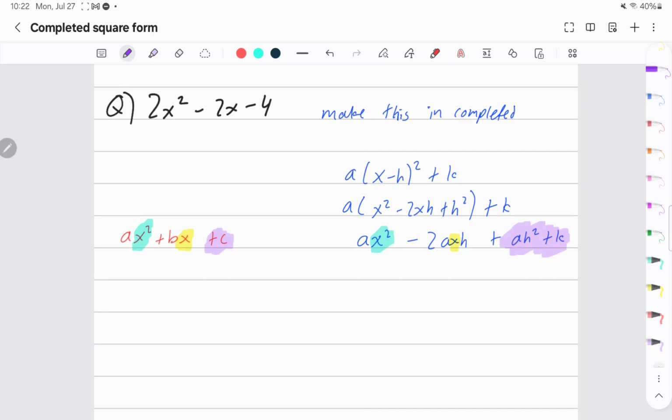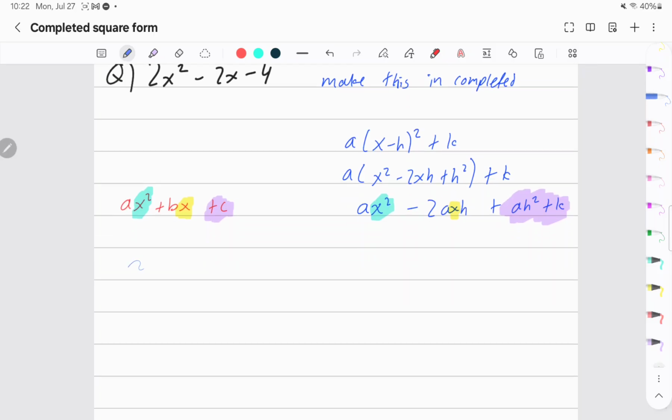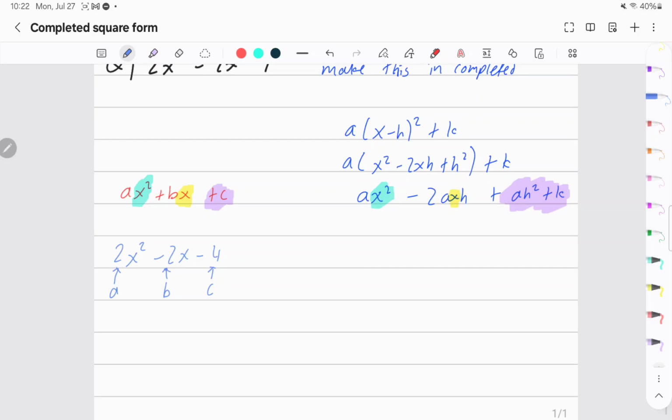So let's use this example to see how to compare these two things. Let's take the equation 2x squared minus 2x minus 4. In this, this is my a, this is my b, and this is my c. Pretty simple. Now a still remains the same. So the coefficient of x squared is a in both the terms. A equals a. So in other words, a is simply 2.